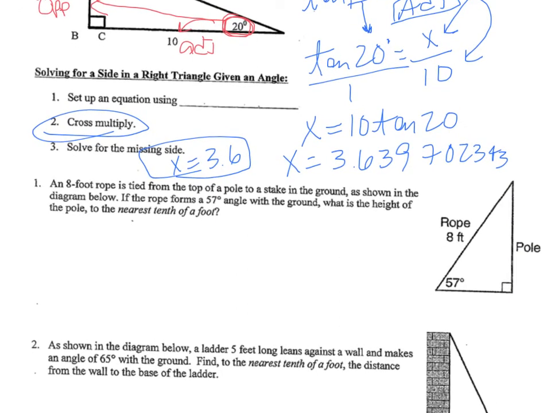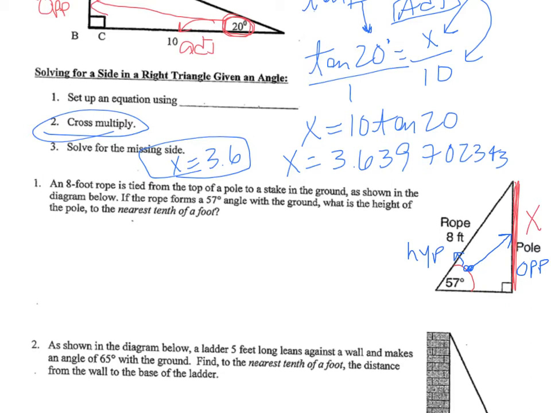An 8-foot rope is tied from the top of a pole to a stake in the ground as shown in the diagram below. If the rope forms a 57-degree angle with the ground, what is the height of the pole? The height of the pole is definitely this part, so that's going to be my x. Then I pretend that I'm standing at the 57. The x is definitely the opposite side, and the rope in this case is definitely my hypotenuse.